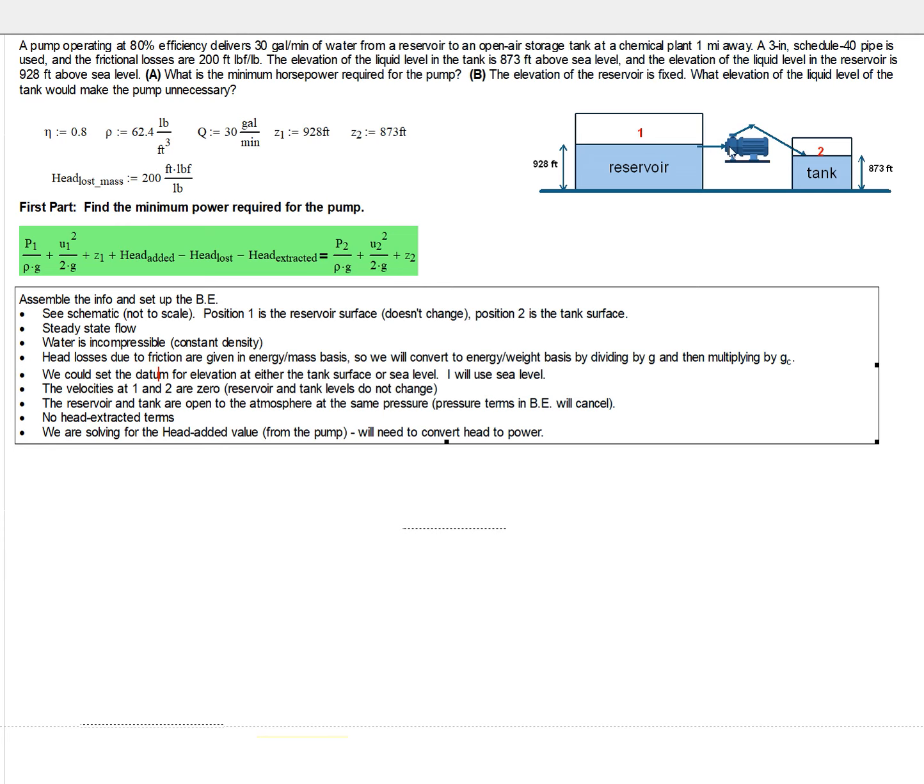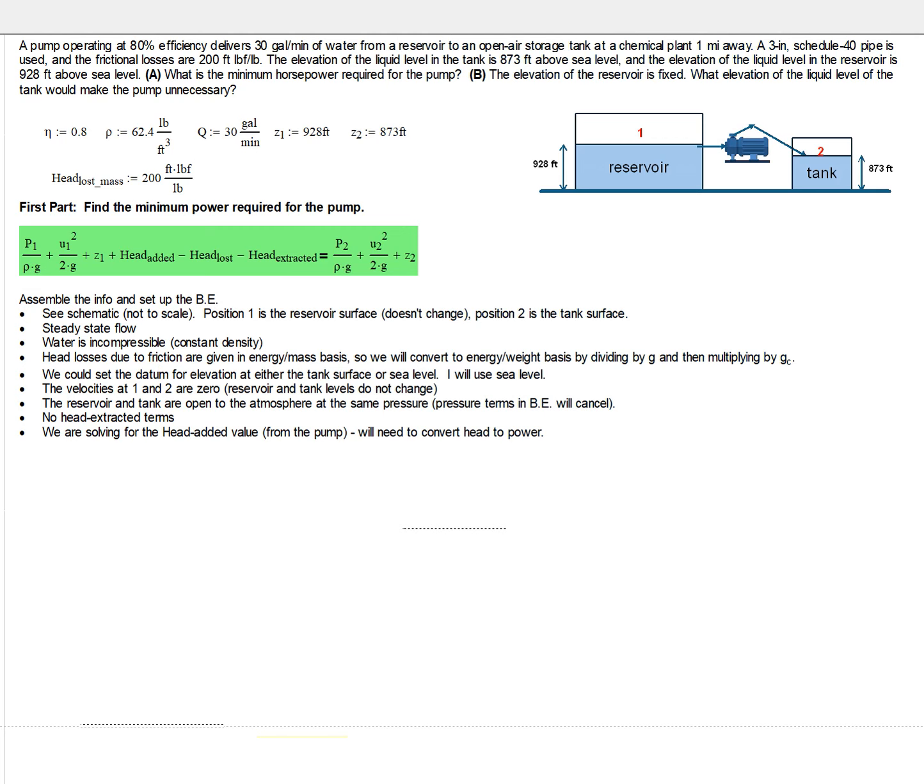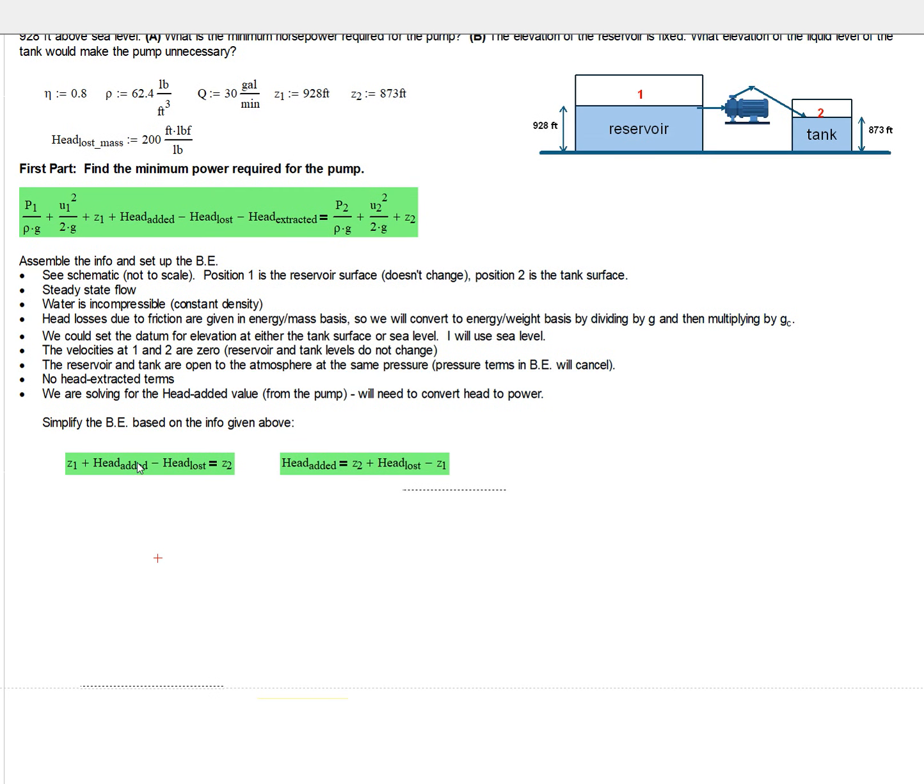All right, we're given no details about the piping or fittings, couplings, whatever else is needed, expansions, contractions. So we're just given this number, but notice this is on a per mass basis. And so we're going to eventually have to convert that, because in this equation, head loss is on a per weight basis. So we're going to have to make that conversion. And then head extracted, there is no head extracted. This gets crossed out.